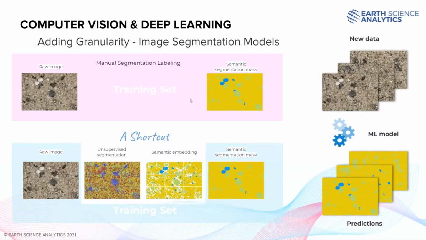The problem really comes in the production of the segmentation masks, the labeling effort. Just drawing these segmentation masks with a digital brush is very time consuming and prone to error. So what we have come up with is a shortcut to this labeling task that leverages unsupervised segmentation and a technique called semantic embedding to produce these masks. I'll go a bit more into detail on how we do that.